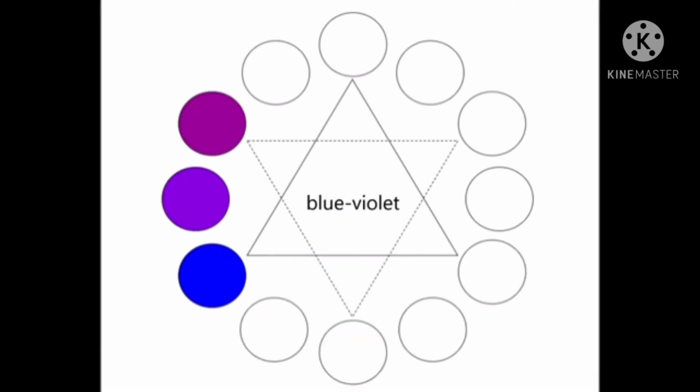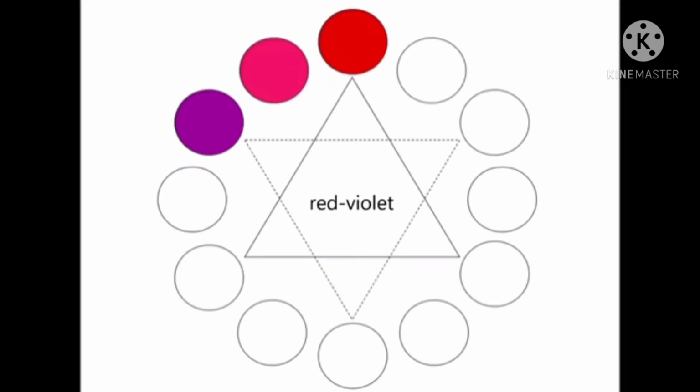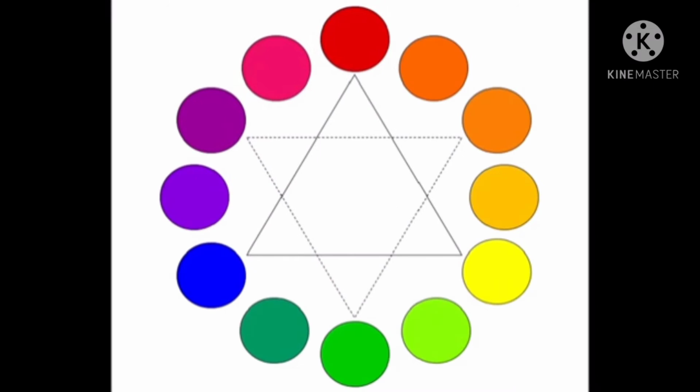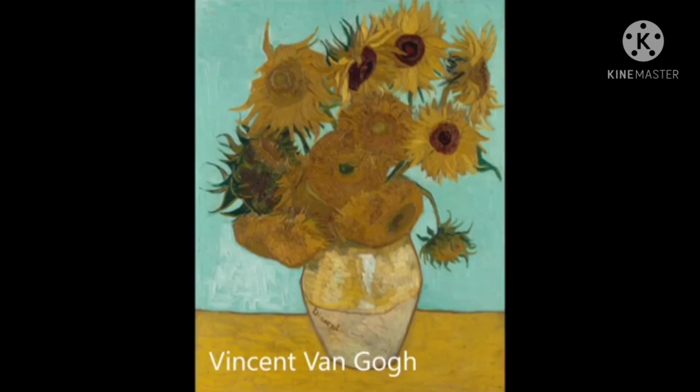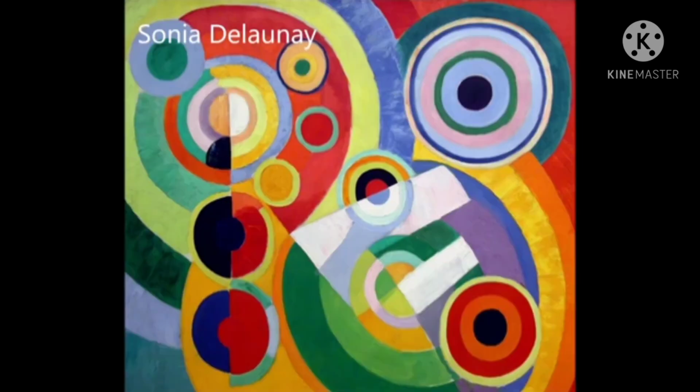Yellow-green is created by mixing yellow and green. Blue-green is created by mixing blue and green. Blue-violet is created by mixing blue and violet. And red-violet is created by mixing red and violet. In all, a total of 12 colors makes up the basic color wheel.